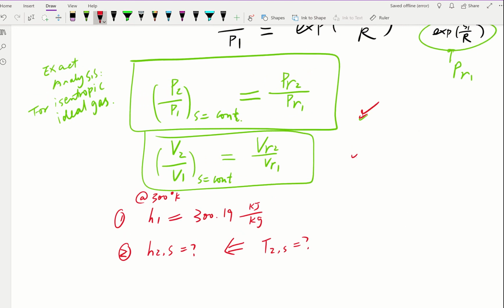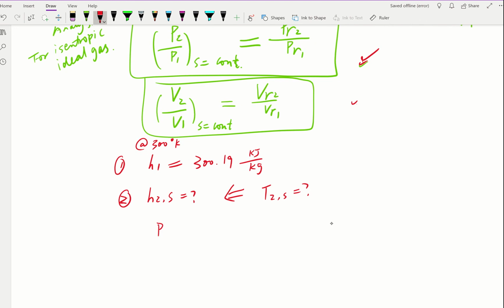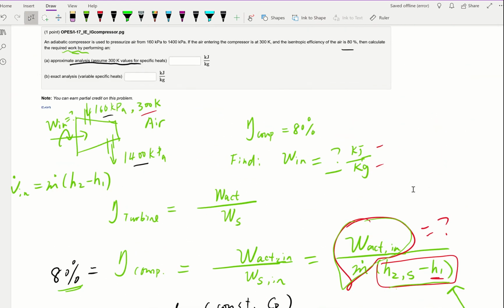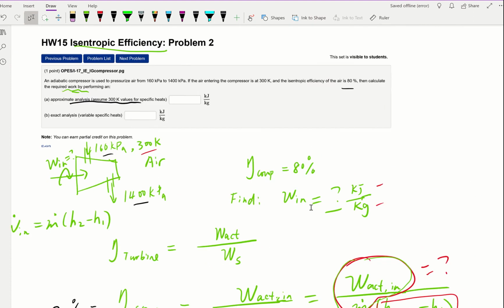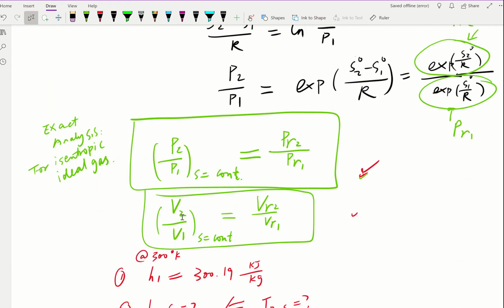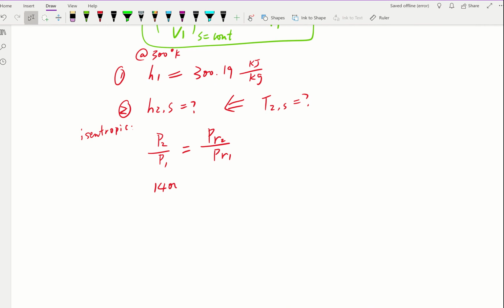Why? Because we know the pressure ratio. So I'm going to write it down here. P2 over P1. And I can also write down, instead of in the subscript, I said if this is isentropic for ideal gas, P2 over P1 is going to be equal to PR2 over PR1. And now what's our P2 over P1 ratio? P2 is 1400 and P1 is, I'm sorry, not 300. It's 160. So it's 1400 over 160.